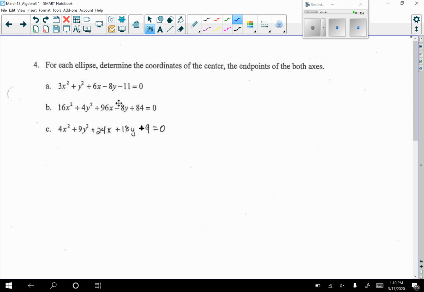This will be the assignment for tomorrow, and then on Friday I will assign a quiz over ellipses. Should be around 17 problems. You'll have a couple days to complete that.